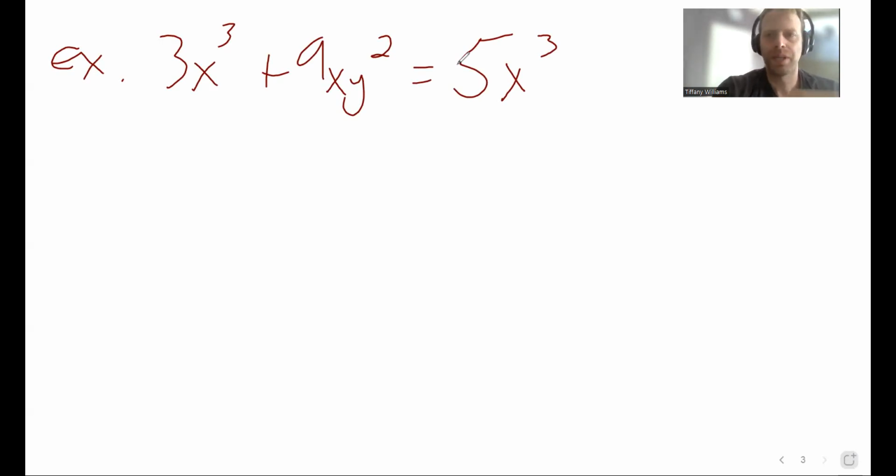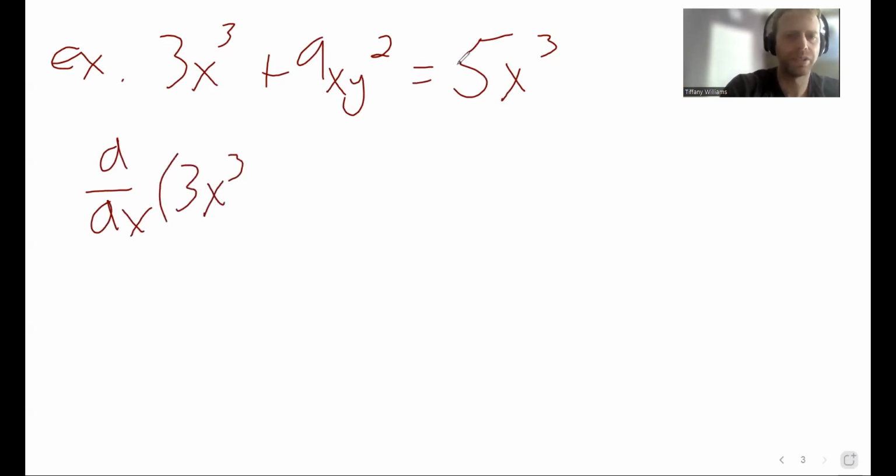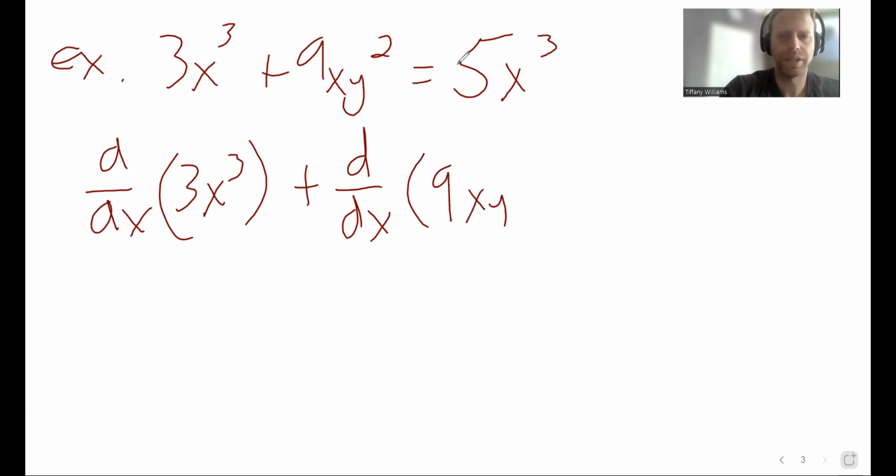But what's going to happen is, because we have these terms, I'm going to take the derivative of each term. Okay. So I'm going to do d/dx of 3x to the third. We'll take the derivative of that. Then we'll take the derivative of 9xy squared. And then we take the derivative of 5x to the third.